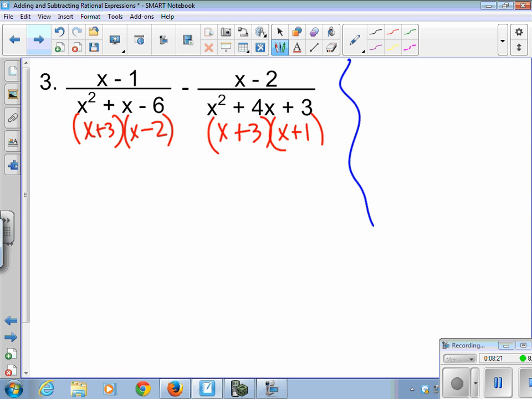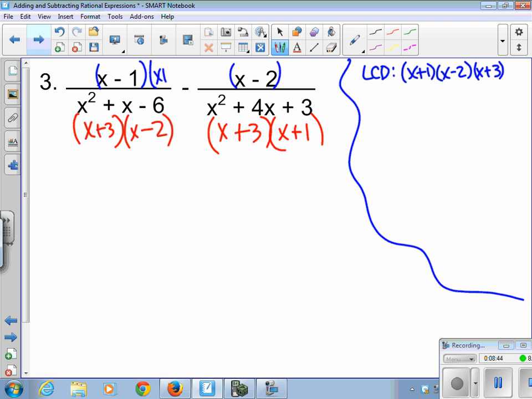So I'm going to make my little scratch work over here. The three factors that I need are an x plus 1, an x minus 2, and an x plus 3. So in my first fraction, I'm going to go ahead and group these two things. In my first fraction, I need to put an x plus 1 in the top and the bottom. So I'm going to go ahead and add my x plus 1. This needs to have an x minus 2.